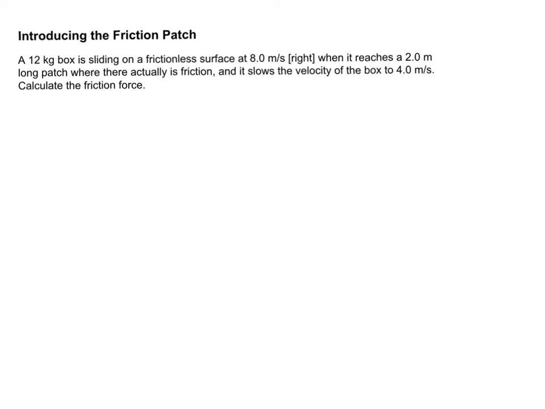So for this problem, I'm going to draw something out here. We'll have a frictionless surface that a box is sliding on. However, it's going to encounter a little friction patch. So we've got a box, and it's going at a nice constant velocity of 8 meters per second. Call that V1.